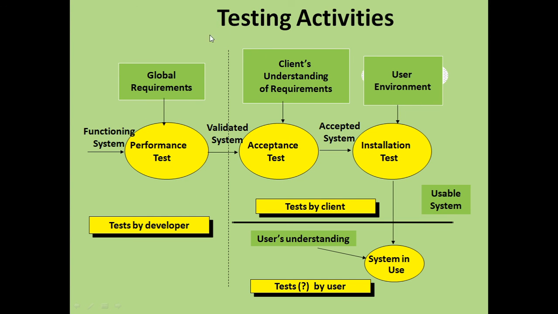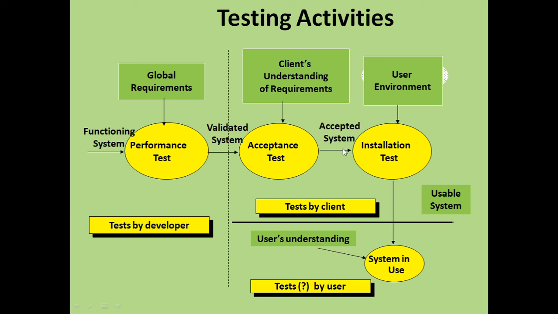And we can also see the global requirements, which means we are talking about the performance test. Now we tune the functioning system according to the performance requirements. The global requirements are taken, where the validated system is given to the user. Once the performance testing is done, it is given to the user for testing, and the client's understanding of requirements is tested here as a part of the acceptance test.